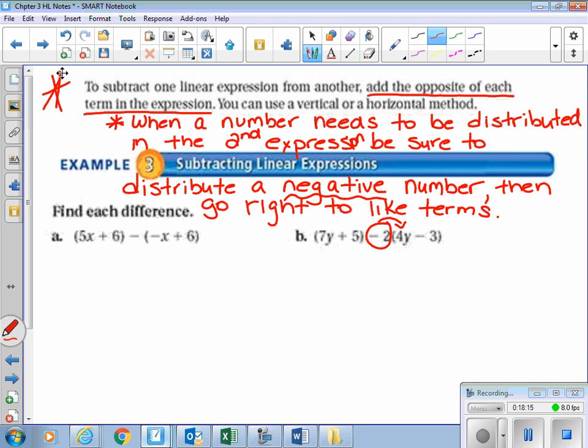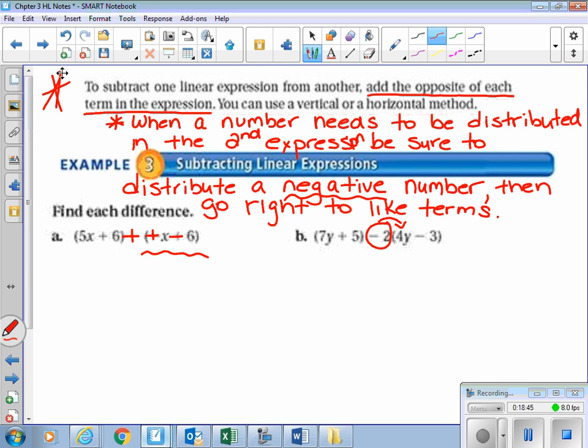In part A, we're just going to follow this top part. We're going to do keep, change, opposite, where we're going to add the opposite of each term in the expression. Therefore, I'm going to start with A. I've got 5x plus 6. That would be my keep. My subtraction needs to be turned into an addition problem, plus, and then we're going to go with the opposite of all of these guys. So the opposite of negative x is going to become positive x, and the opposite of plus 6 would be minus 6.